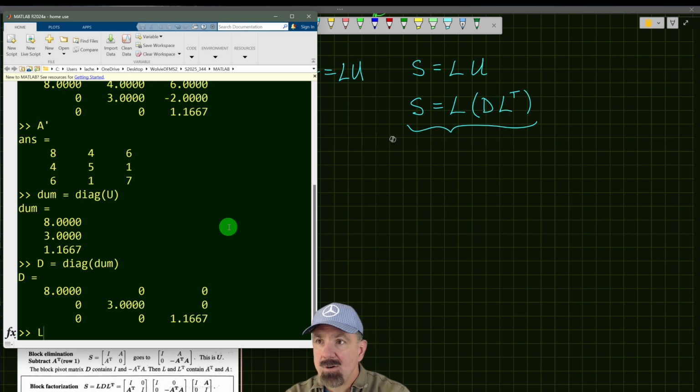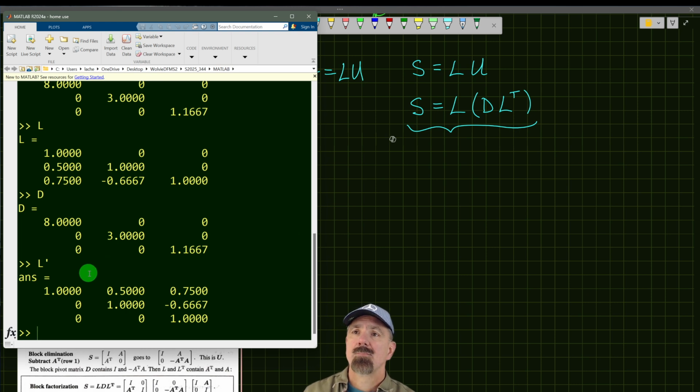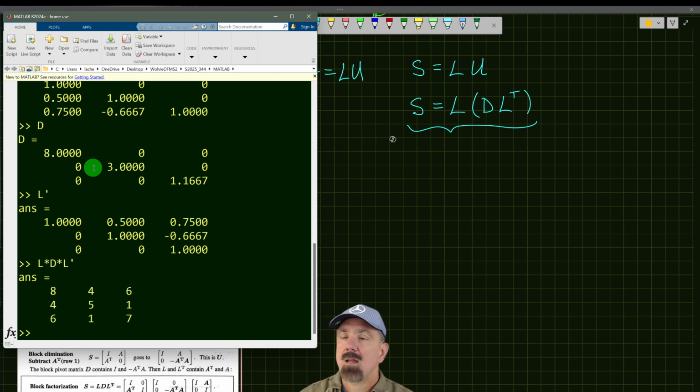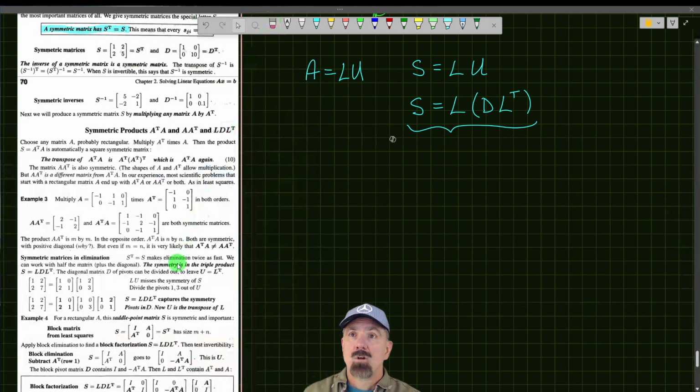And so now what I want to do is take a look at L and D and L transpose. So the L transpose is just the transpose of the matrix we have up here. And let's just look at their products. So we have L times D times L transpose. And it gives us this, and we will remind ourselves of what A is, and it's equal to the same thing. This result always holds when we have a symmetric matrix where we can do the LU decomposition.